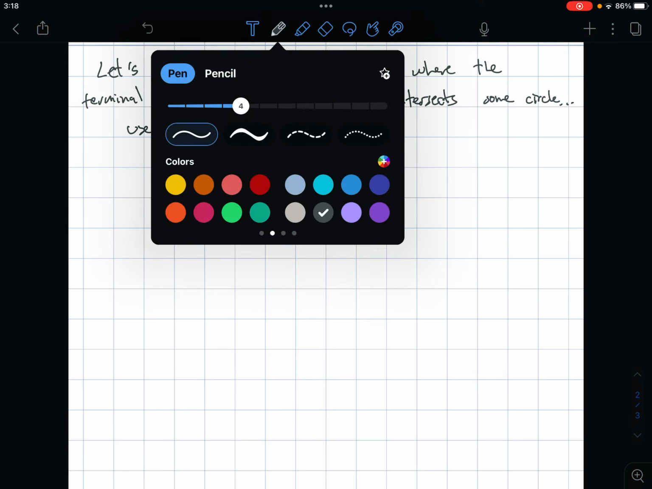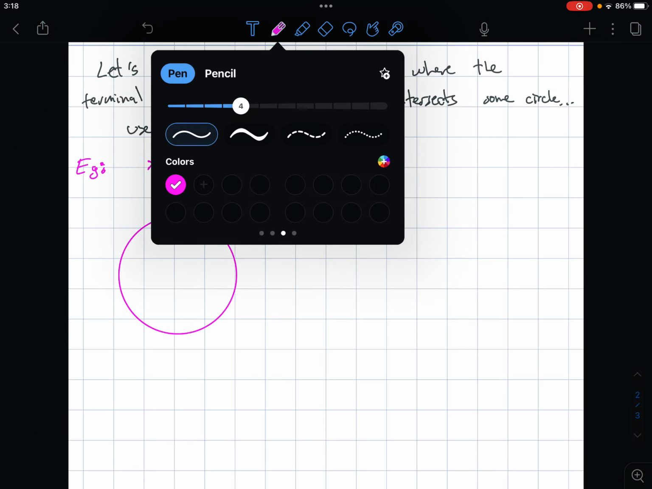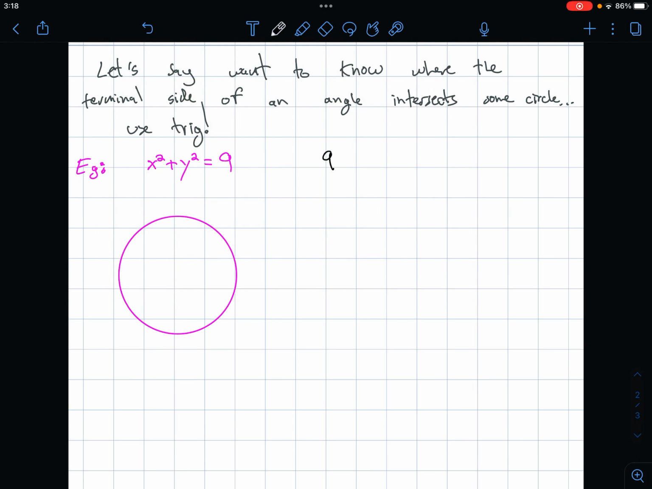Okay, so we're going to use trig to be able to do this. So let's take an example. Let's say we have x squared plus y squared is equal to 9. And so that's going to mean I have some circle. The radius of that circle must be 3, because we know that x squared plus y squared equals r squared. That means 9 is the radius squared, c squared, right? It's the hypotenuse. So 3 squared is 9, making the radius 3.